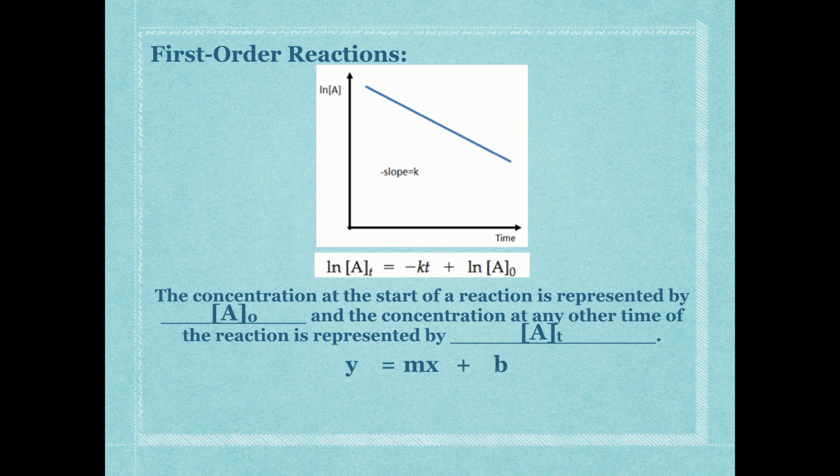So why do we care about that? Why am I showing you y equals mx plus b? The reason that's important is that your negative k is actually going to be your slope, since t is your x variable. So if you're given this graph and asked, what is your k value? All you need to do is take the negative of your slope, and that will be your rate constant.